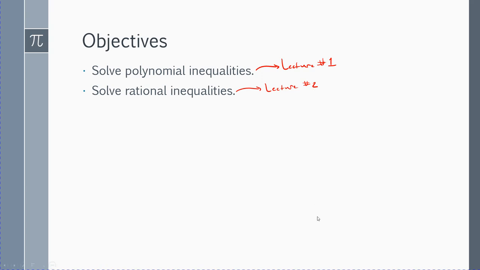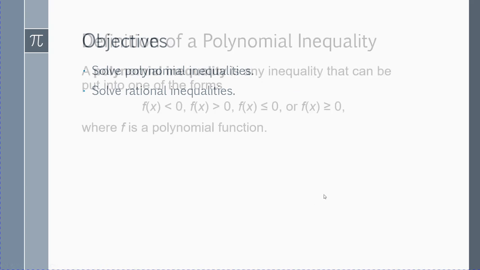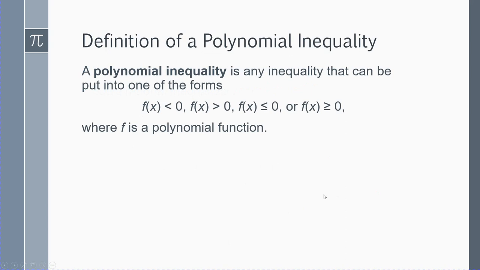Okay, so we'll start with polynomial inequalities. What exactly is a polynomial inequality? A polynomial inequality is any inequality that can be put in one of these forms. We have some function f of x, and f of x is going to be some polynomial function. Actually, the first one we'll work with will look like this: x squared minus x minus 20. Okay, so that's a polynomial function.